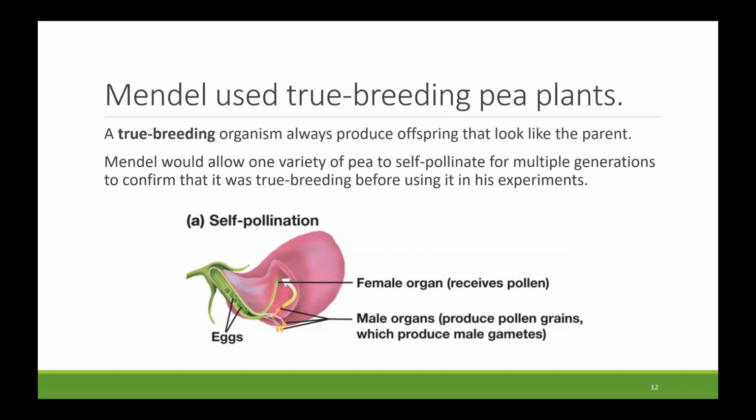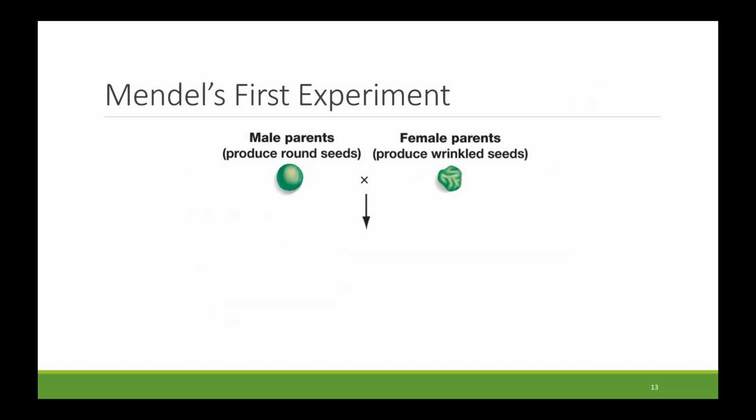Okay, so now we know a little bit about Mendel's subjects of study, the pea plants. Now let's see what he did in his first experiment. One of the characteristics that Mendel looked at in his pea plants was the texture of the seeds. In other words, the texture of the peas themselves. The peas are the seeds of the pea plant. So for this characteristic, there are two variations.